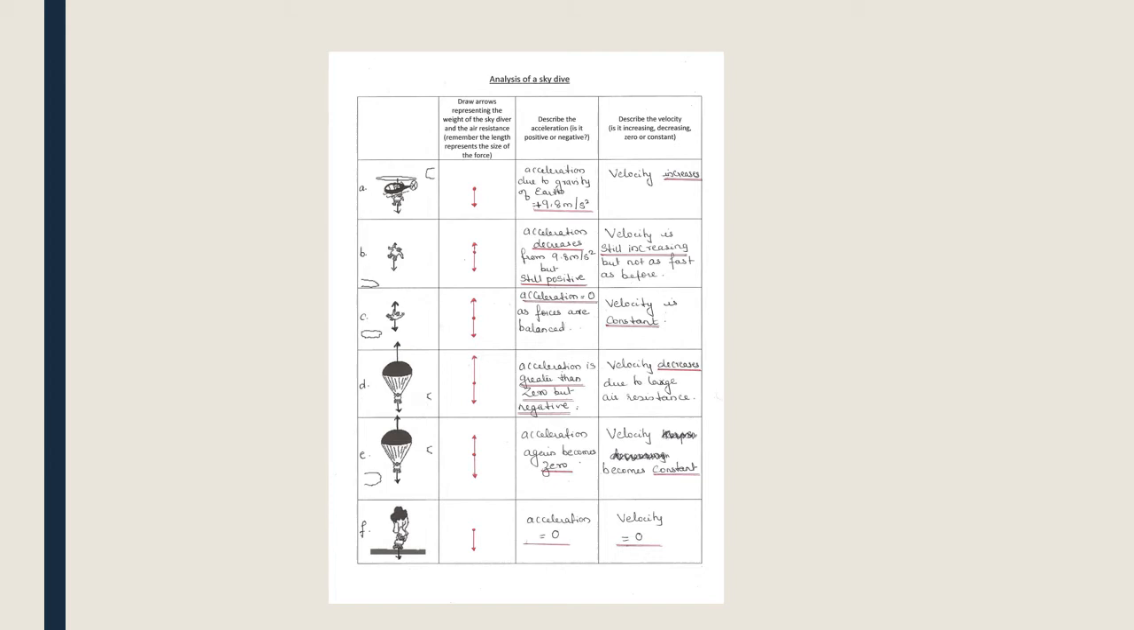Then moving on to C. Now what happens is, the speed of the skydiver keeps on increasing, so the air resistance also keeps on increasing.